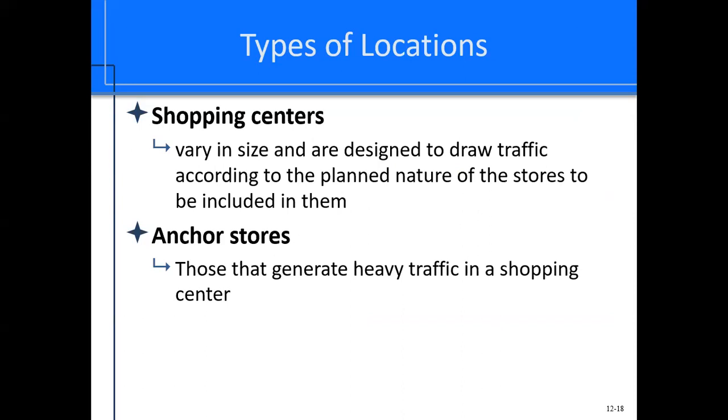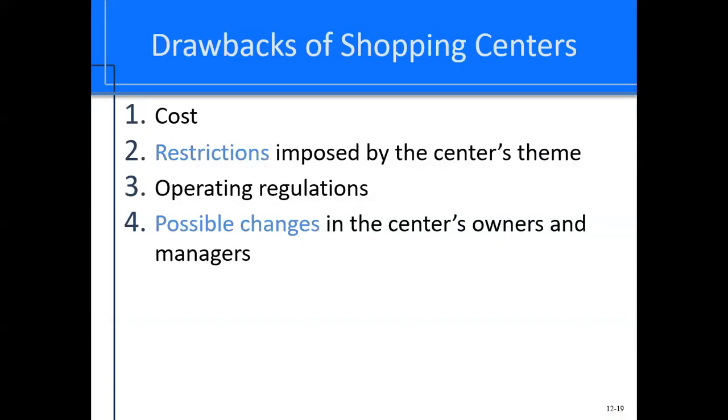And then we also have the anchor store that generates heavy traffic in a shopping center, like let's say the Viewmont Mall. They have the Apple store, where they attract a lot of people, and then the Barnes and Noble. So I think that's the anchor store. The drawback of a shopping center is usually that they will charge you more because they know they have the traffic, with people coming in and going.